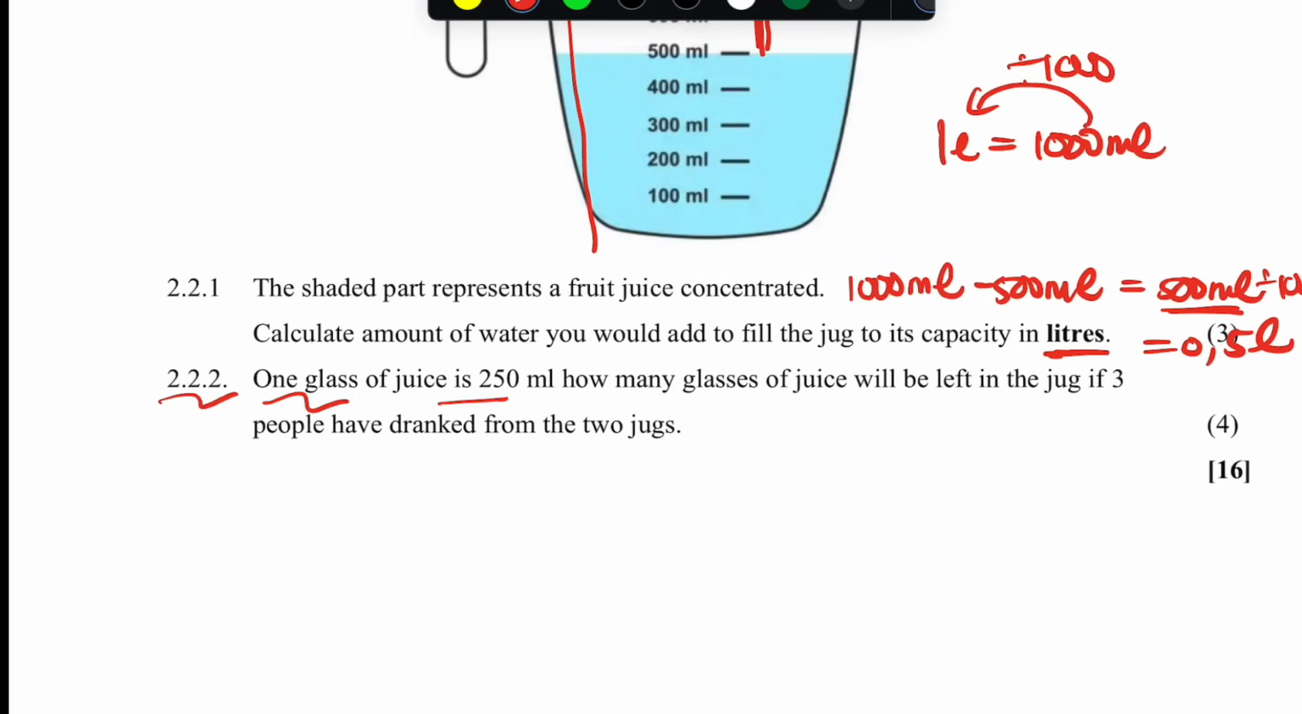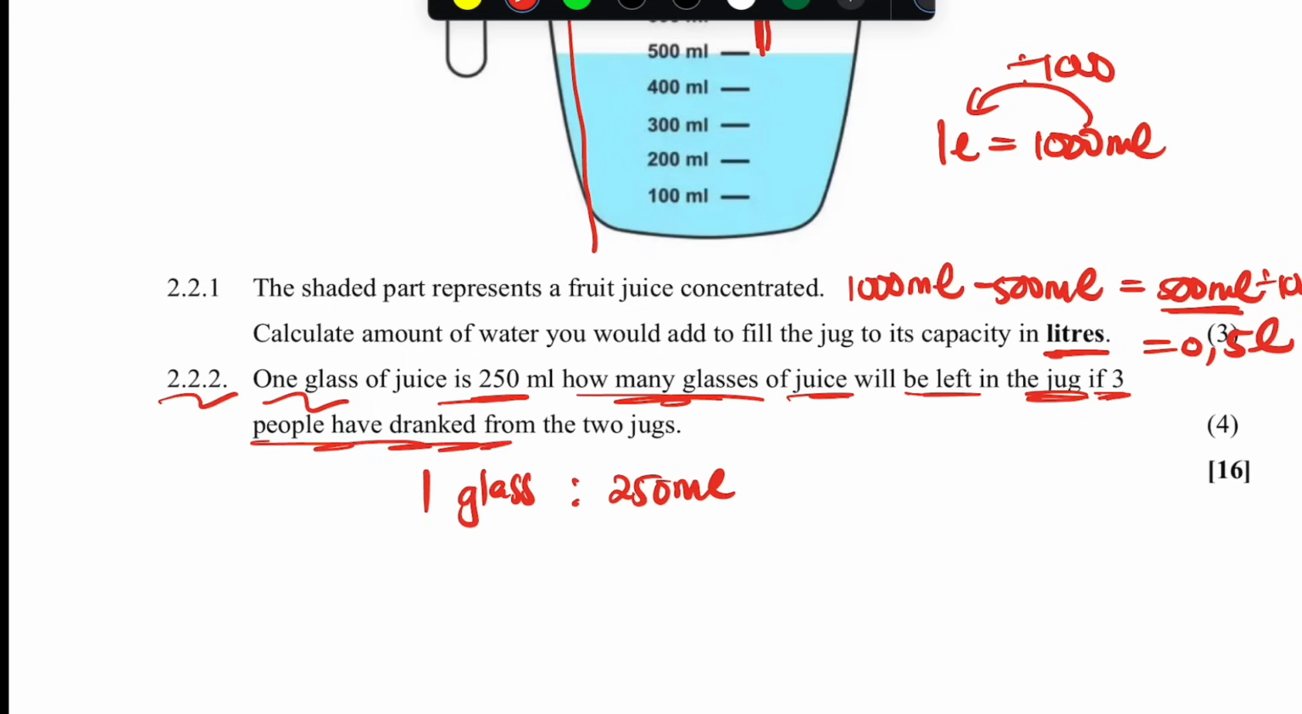1 glass of juice is 250. They said 1 glass of juice is what? Is 250 milliliter. That's equal to 250 milliliter. Now it says how many glasses of juice will be left in the jar if 3 people have drank from the jar. Let's assume that one person takes 1 glass, right? If one person takes 1 glass.